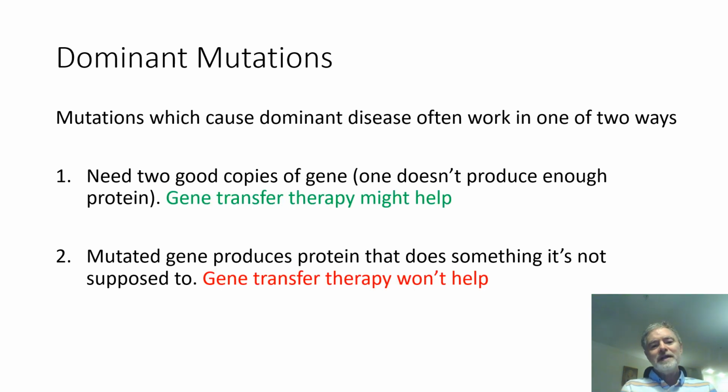Okay, well, gene transfer therapy, which is basically just putting a new good copy of a gene into your cells, can be used to address the first disease mechanism, the same as it would for a recessive disease where you have no good copies of the gene and are given one. If you need two good copies and you already have one, then you need one more, and then everything's good. But it's not going to help with the second one. If you're making a protein that causes a problem, putting another good copy of the gene isn't going to fix that, because you've already got a bad copy that's making a problematic protein.